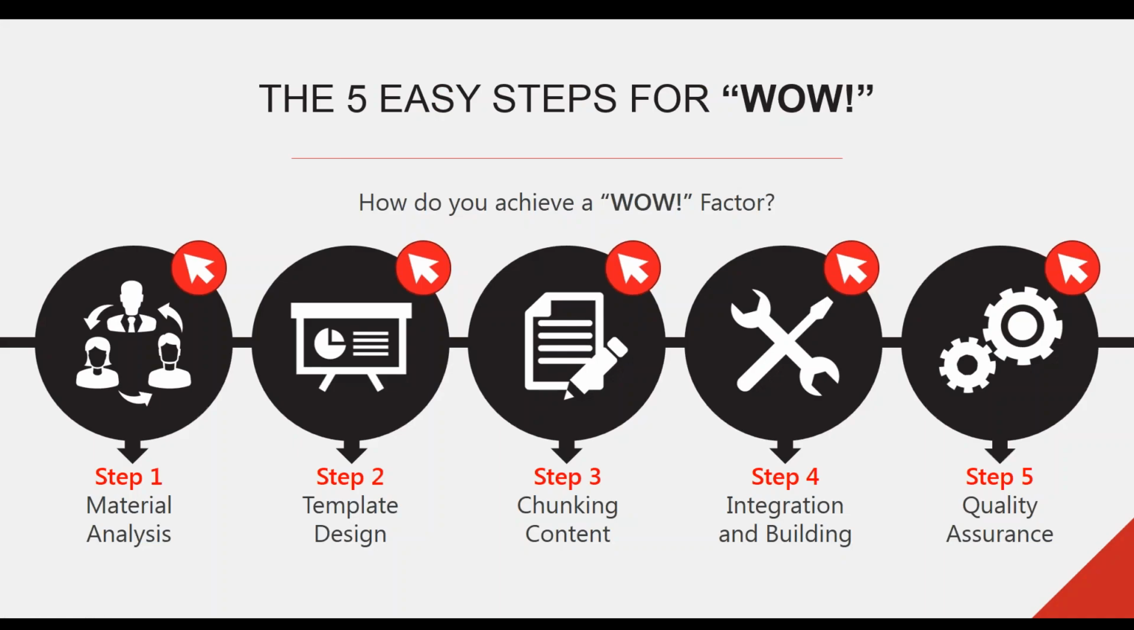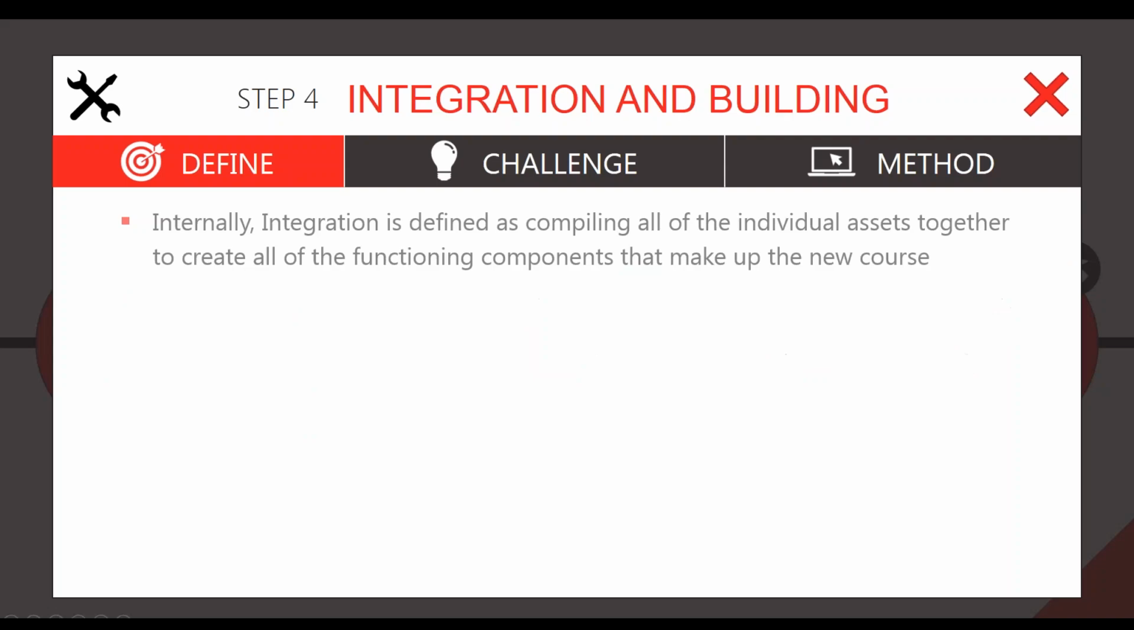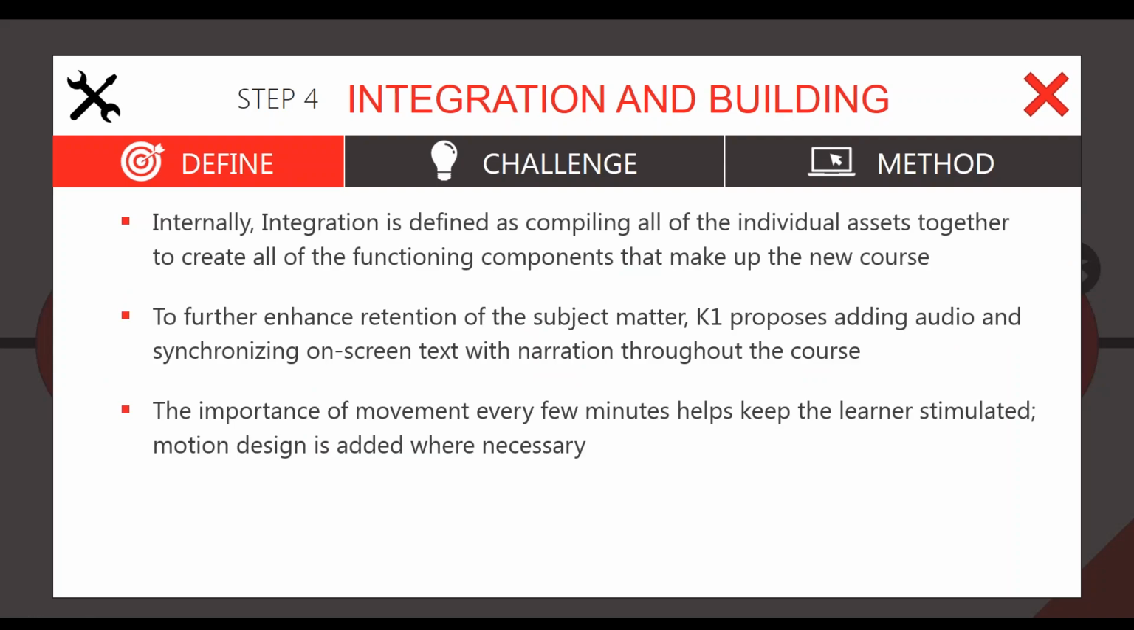So we're over halfway there. We've done steps 1, 2, 3. We have 2 more left, and those ones, well, I'm biased in saying they're more interesting because I'm from the integration side, so I'll let you decide for yourself. Integration and building for K1, KnowledgeOne, is just compiling all of the individual assets together into one file to create all of the functioning components that we've seen so far.